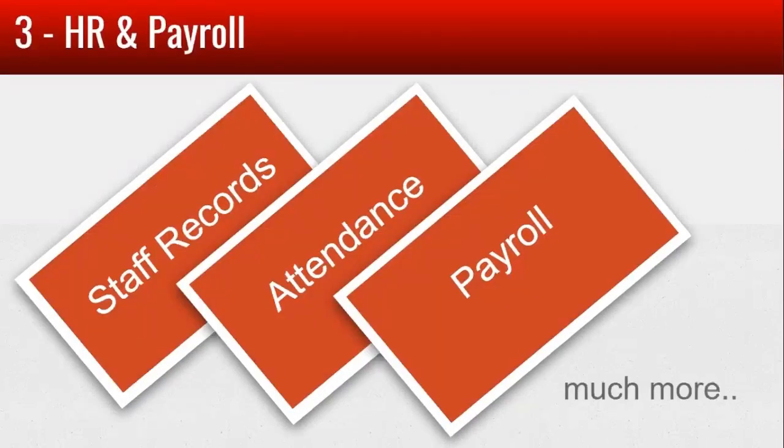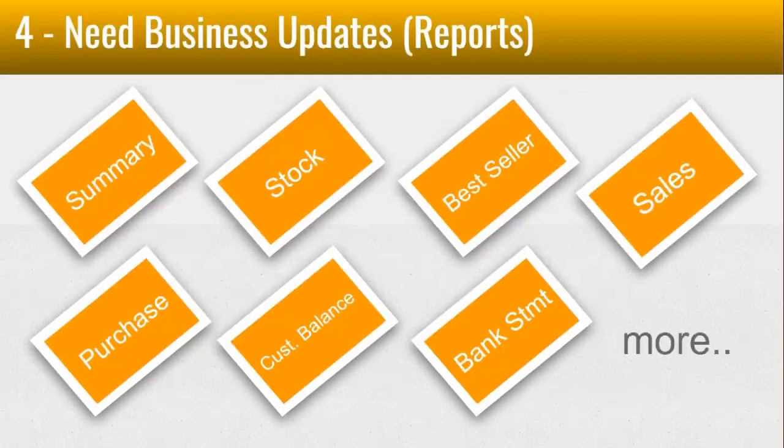Third is HR and payroll. The staff who are in the organization and taking care of all the operations, their attendance, their payroll. If those things can also be managed, then it's wonderful. Fourth is business updates. Like we want to know daily how much is the profit, how much is the total expenses, which is the best product, how many products are in stock, what is today's sales, how much purchase has been done. All these reports will help you.